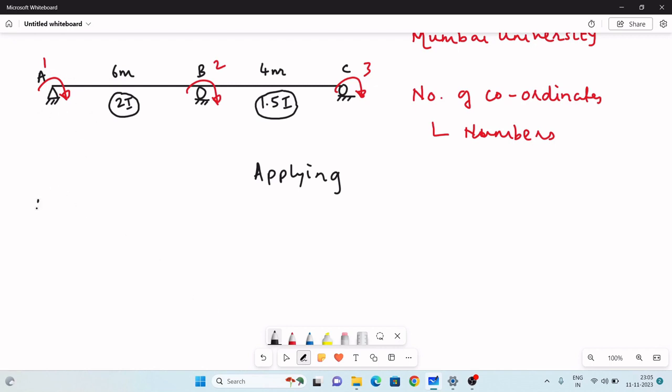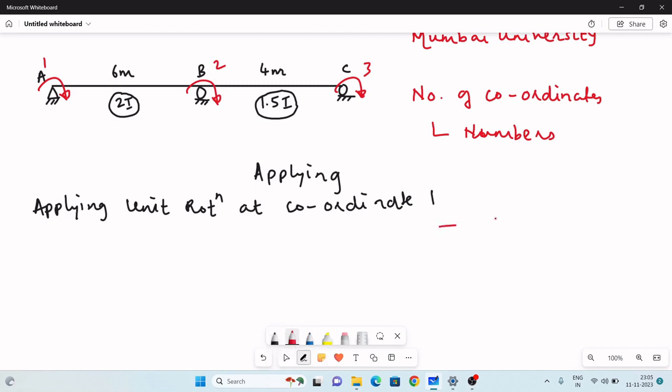Write down: applying unit rotation at coordinate 1. Okay, and then we need to find the forces developed at 1, 2 and 3 because of the application of unit rotation at coordinate 1. We will see how to find that.